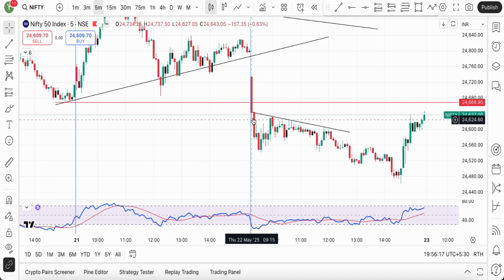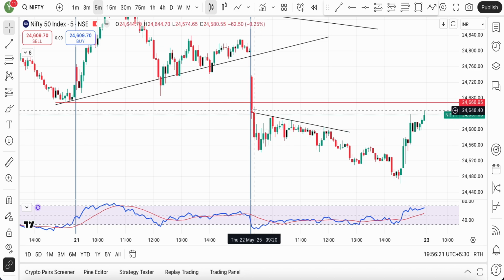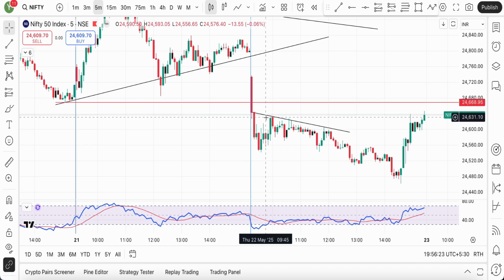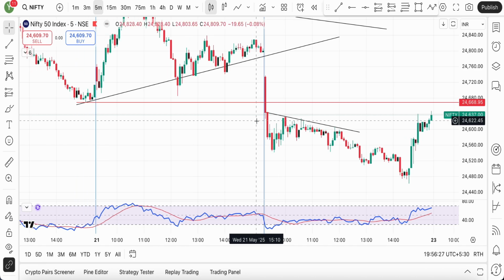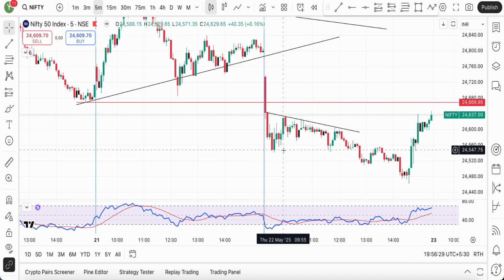And for our setup, we needed a pullback. Say, for example, this particular candle would have formed like this, a good inside bar, and the low would have been taken out. It would have been a very lovely trade, right? But the market has its own plans, and we cannot fight the market. The market is extremely supreme. So what we do is we wait.